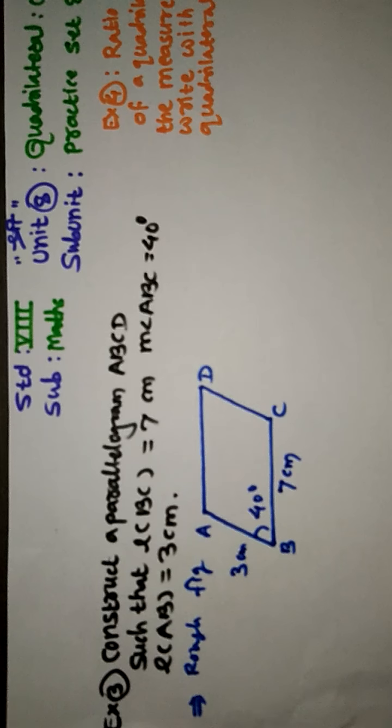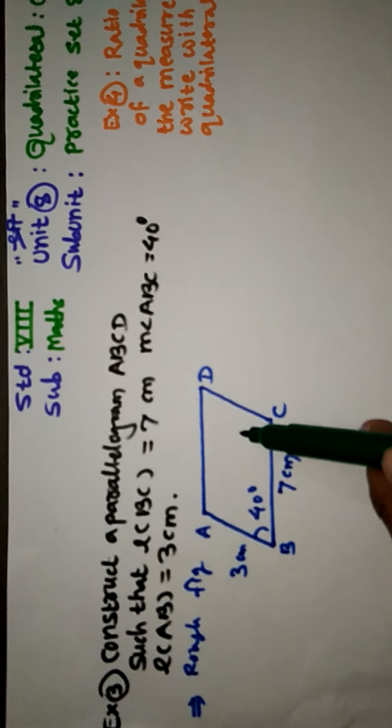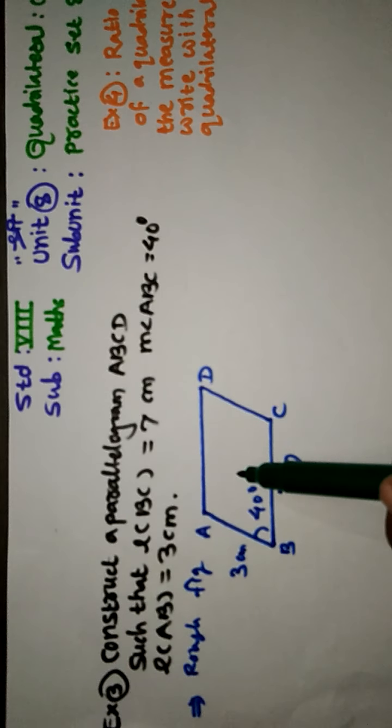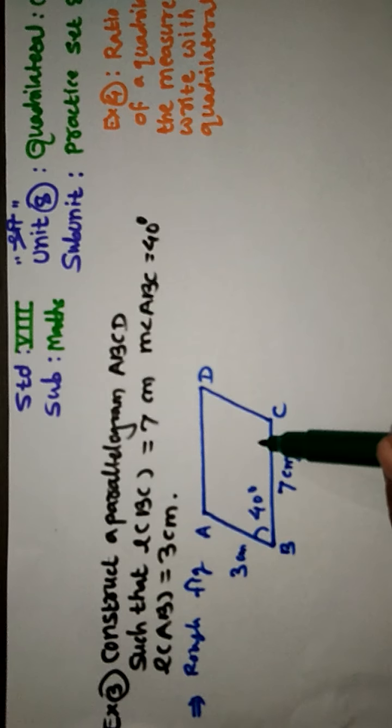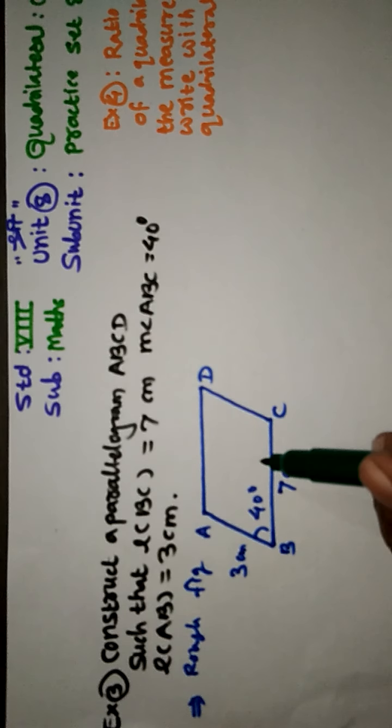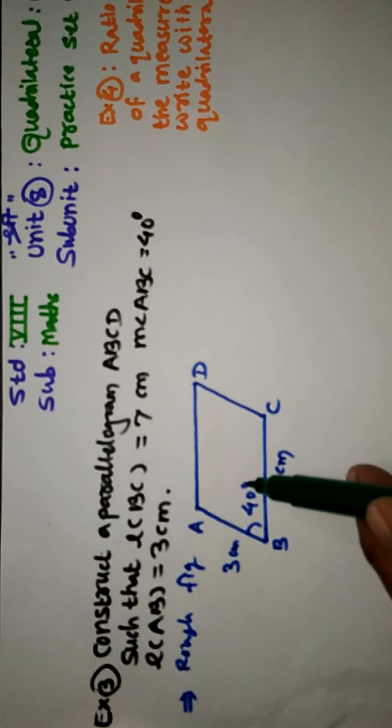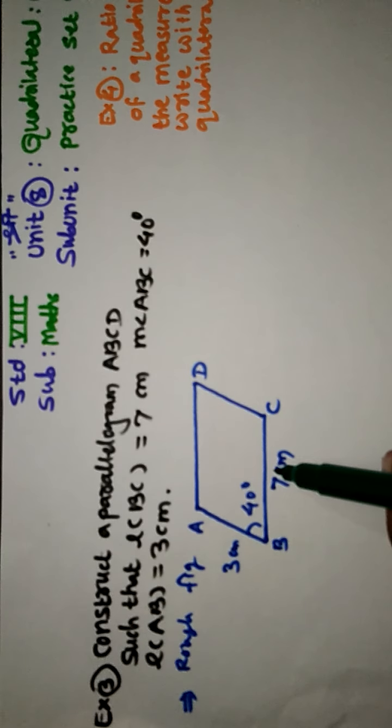Now we know that to draw any quadrilateral we must have 5 elements out of the 10 elements, meaning 4 sides, 4 angles and 2 diagonals. These are the 10 elements of a quadrilateral. Out of these, if 5 elements are given, then we can construct a quadrilateral. Now here, to draw the parallelogram, 3 pieces of information are given, so we use its properties.